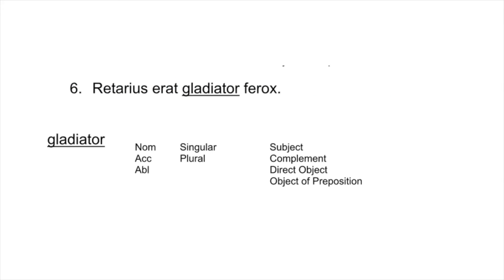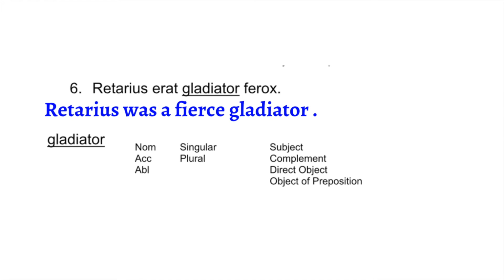Last one, huge. Take a minute to translate Retiarius erat gladiator ferox. We're on the home stretch now, so let's translate number 6. So Retiarius erat, Retiarius was a gladiator ferox, a fierce gladiator. So gladiator here has been underlined, so we'll do our last parsing of the day. It's our nominative. But how can that be?